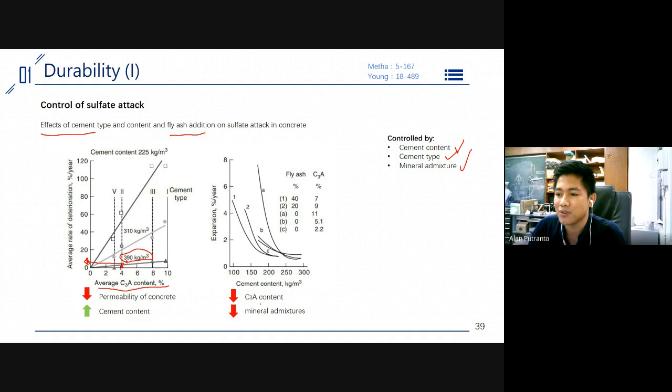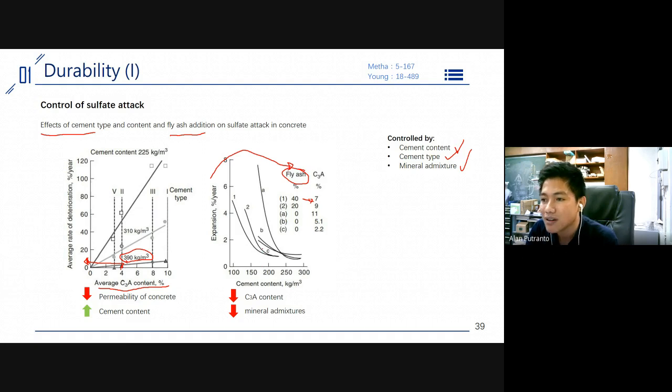And then if we don't have this kind of C3A content in a certain cement type, we can vary the composition actually. We can add a mineral admixture like fly ash. I think this is from previous research. They tried to combine fly ash with the C3A at a certain percentage. Which one is better? Actually, the better one is, oh sorry, I think the better one is this one.